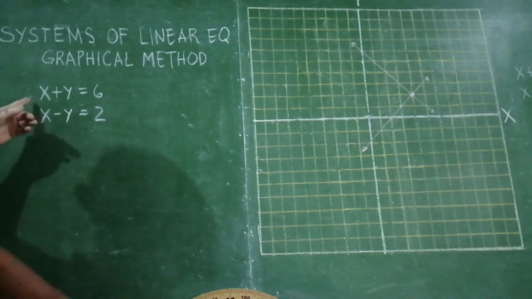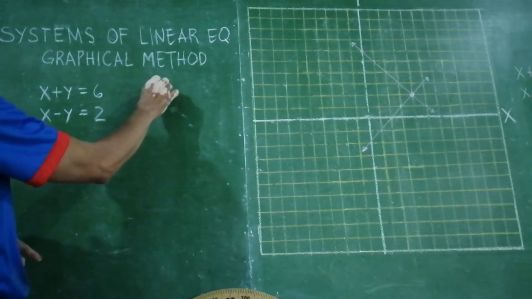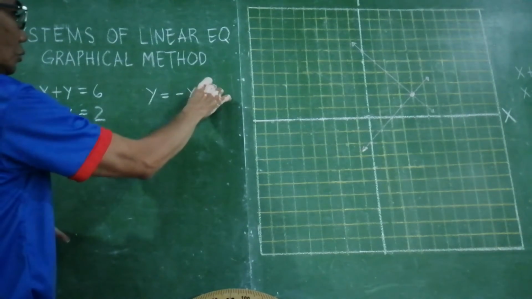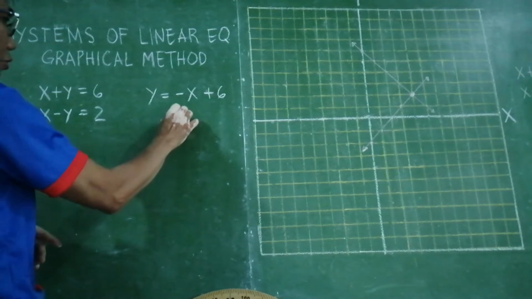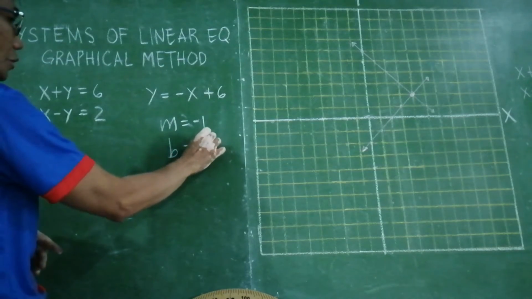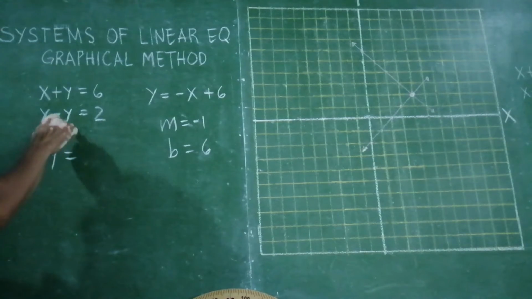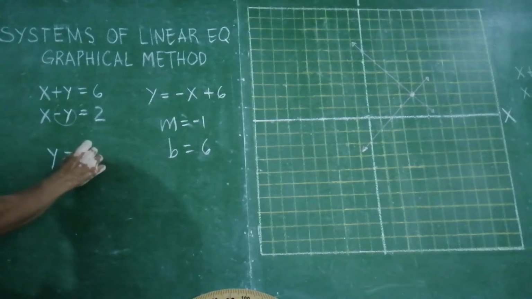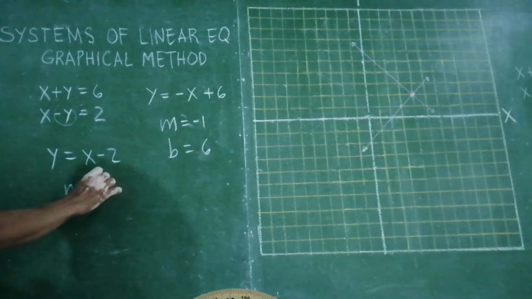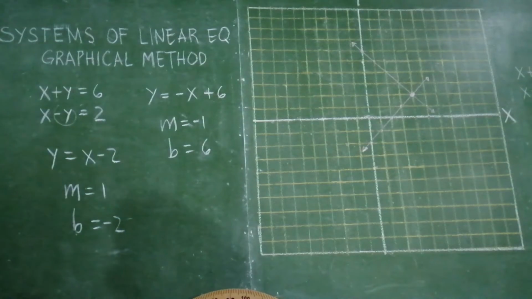When you set this to the slope-intercept form, so that you solve for y, it will be equal to minus x plus 6. So your slope here is negative 1 and your b, or y-intercept, is 6. The other one, when you solve for y, you separate this and join, so it will be x minus 2. So the slope here is 1 and the y-intercept is equal to negative 2.